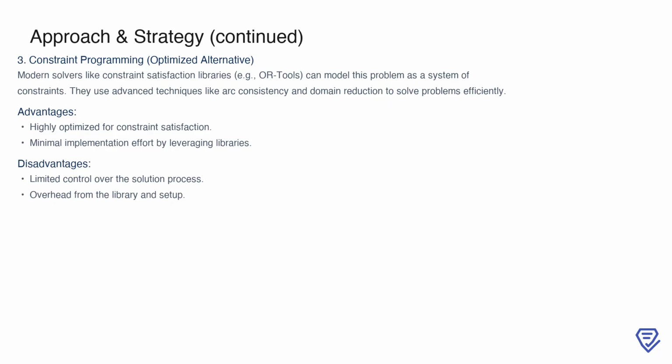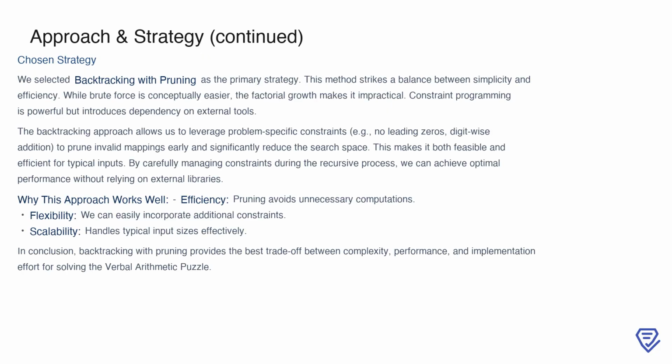However, there are trade-offs. For one, you have less control over the solution process, which may be important if you need to customize the algorithm for specific scenarios. There's also some overhead in setting up and utilizing the library. While this approach is powerful, it may not always be the best fit depending on the problem requirements and the level of control desired. Ultimately, we chose backtracking with pruning as our primary strategy for solving the verbal arithmetic puzzle.